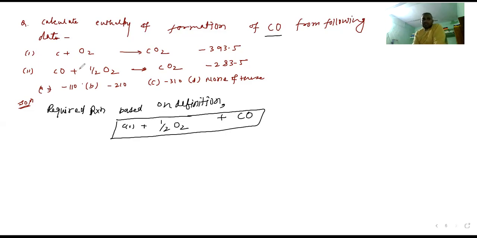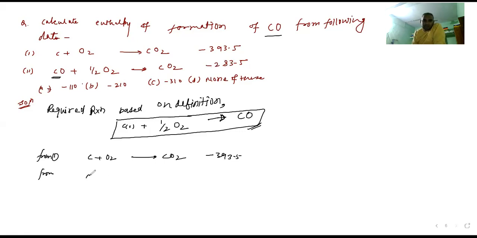Now see this reaction from equation 1: C plus O2 gives CO2, and the value is 393.5. In equation 2, CO plus half O2, CO is on the reactant side, but in the required reaction it is on the product side. So we need to reverse the equation. Everything reverses, and the sign of the value will reverse.